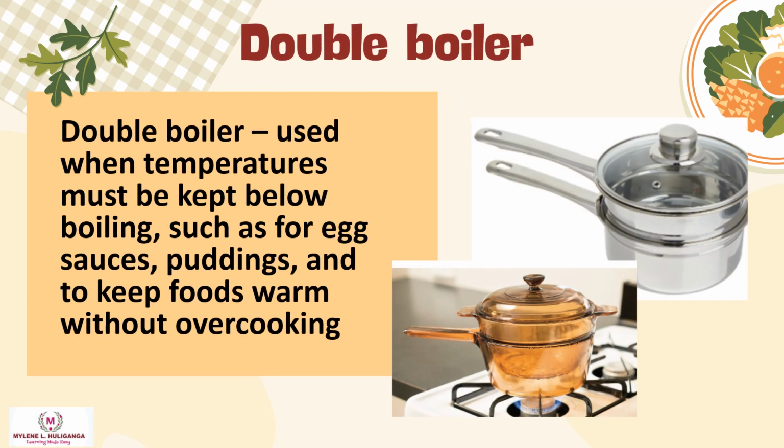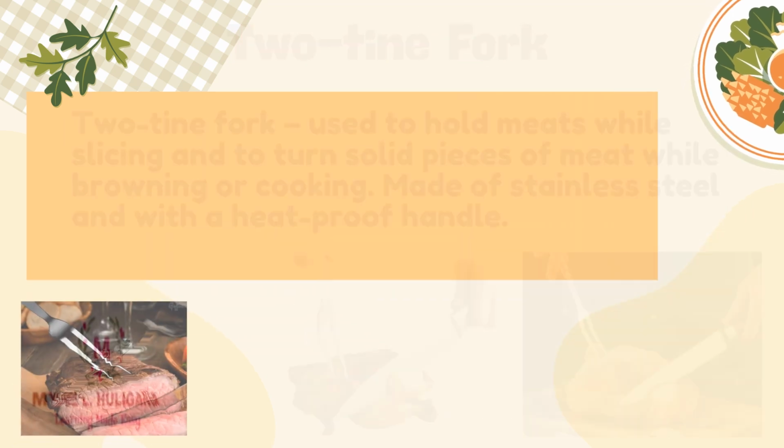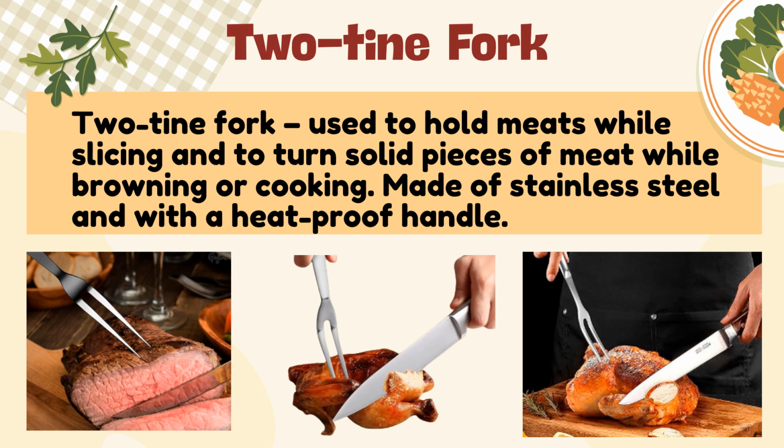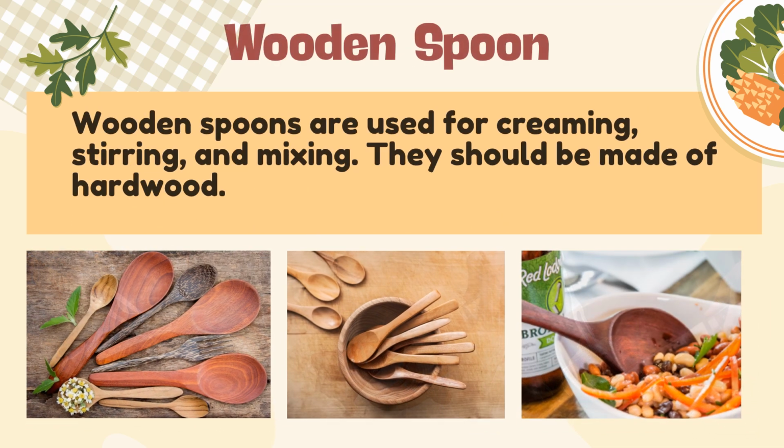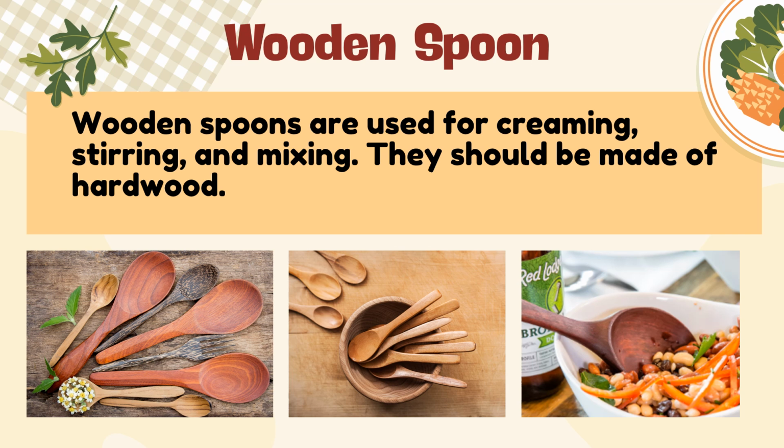Double boiler, used when temperatures must be kept below boiling, such as for egg sauces, puddings, and to keep foods warm without overcooking. Two-tine fork, used to hold meats while slicing and to turn solid pieces of meat while browning or cooking. Made of stainless steel and with a heat-proof handle. Wooden spoons are used for creaming, stirring, and mixing. They should be made of hardwood.